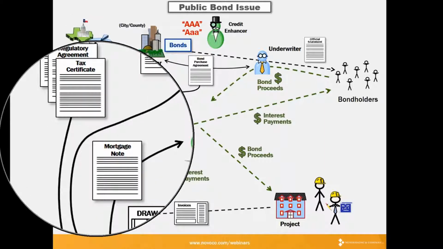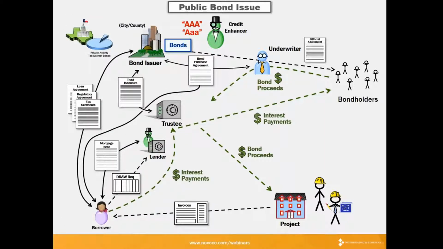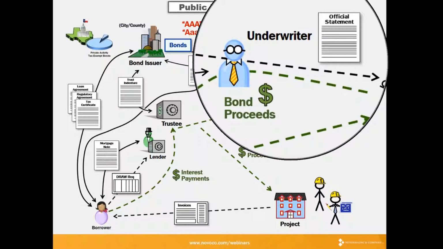Mortgage note, I think, is pretty straightforward. Loan agreement, pretty straightforward. It evidences the loan between the borrower and the issuer. In a public bond issue, this official statement appears, and that's because that is the document by which the bonds are marketed to potential investors. So that document talks about the project, talks about the issuer. It's basically telling the story of the project so that investors have a sense of how those proceeds are eventually going to get spent.